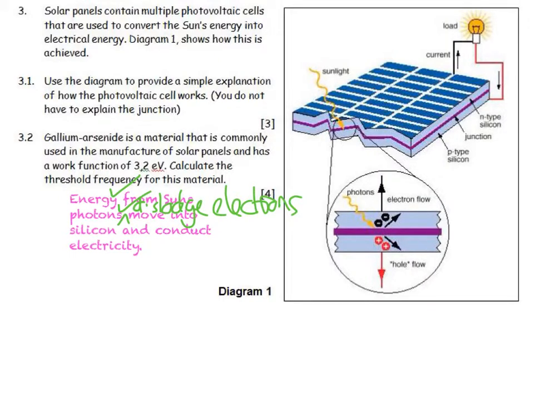So that's your second mark over there, and then they can conduct electricity. Gallium arsenide is a material that is commonly used in the manufacture of solar panels and has a work function given. Calculate the threshold frequency of this material.